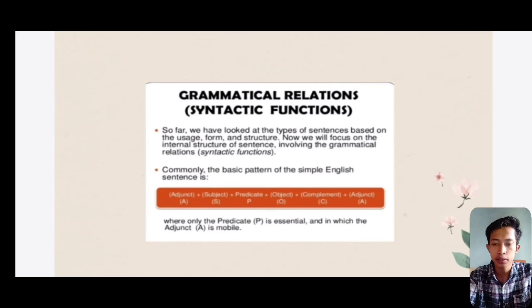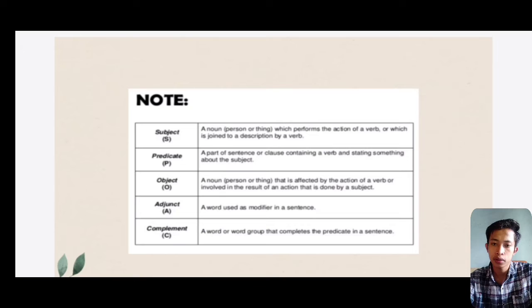Grammatical realizations, syntactic functions. So far, we have looked at the types of sentence based on the usage, form, and structures. Now we'll focus on the internal structure of sentence involving the grammatical realizations or the syntactic functions. Commonly, the basic pattern of the simple English sentence is like on the pattern, where only the predicate P is essential and in which the adjunct A is mobile. We want to note some of the definitions of subject, predicate, object, adjunct, and complement.